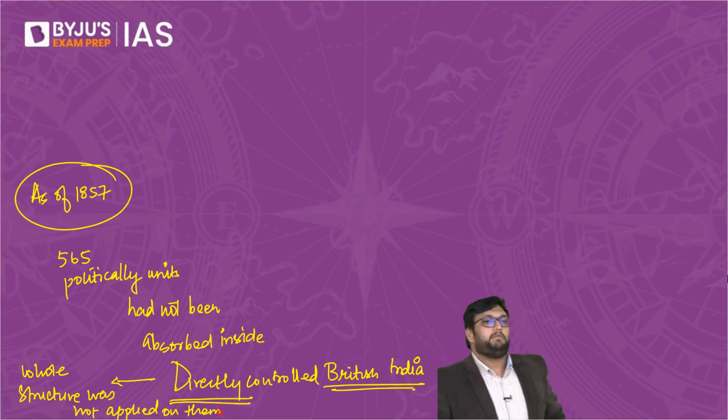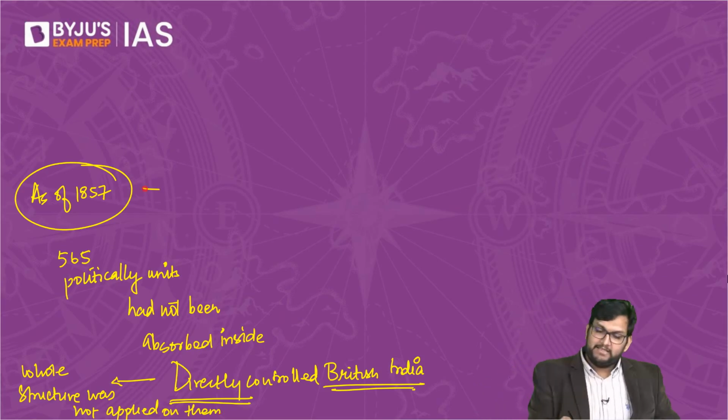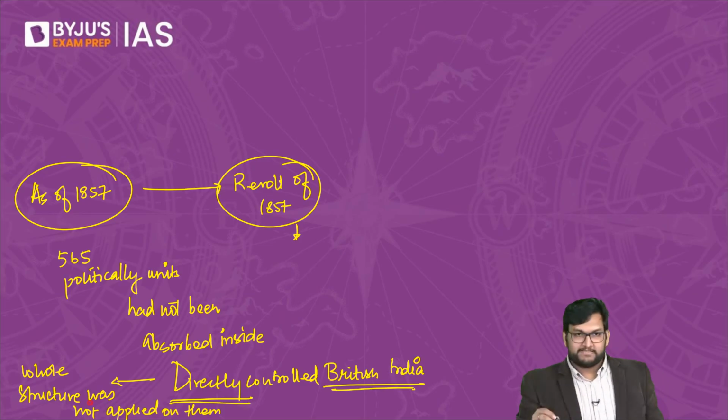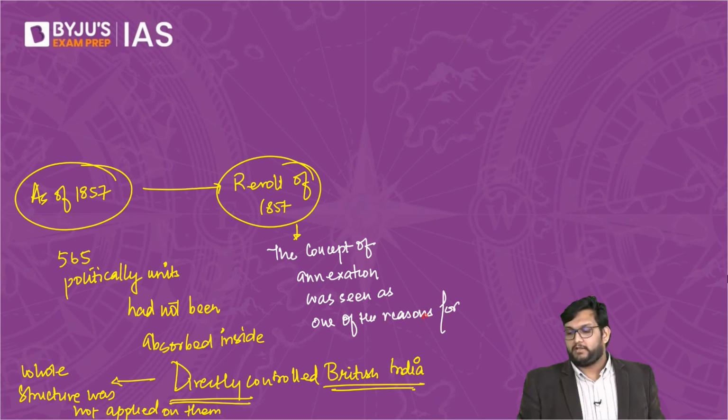And now in 1857, the British get a shock, called the Revolt of 1857. Now, when the Revolt of 1857 comes through, one of the reasons which the British attribute to the Revolt of 1857 is basically the concept of annexation was seen as one of the reasons for 1857.